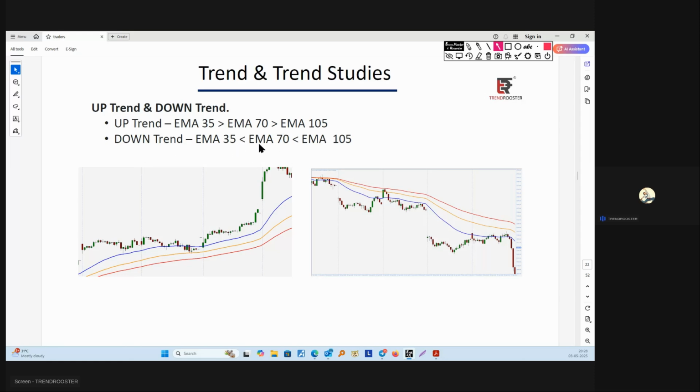Downtrend has the same thing: 35 lesser than 70, 70 lesser than 105. Is that clear? Is this objective or subjective? Just type objective so that we can move on to the next one.